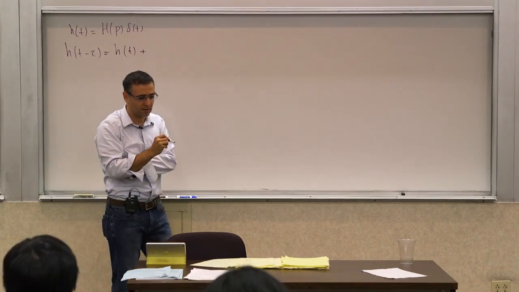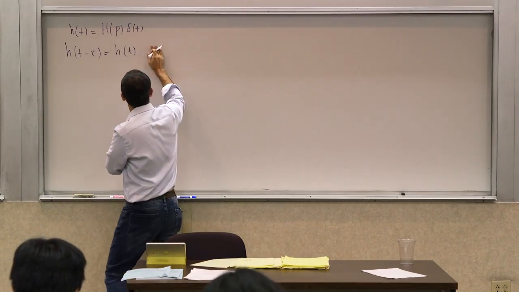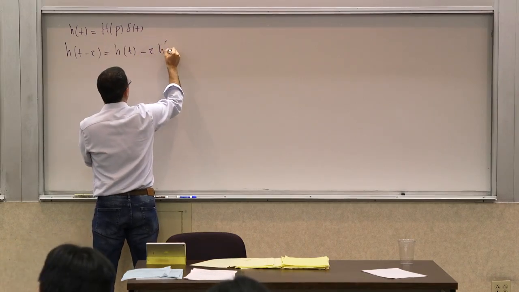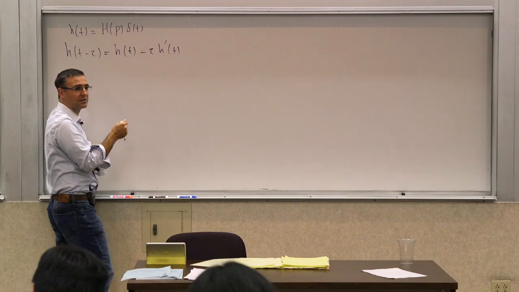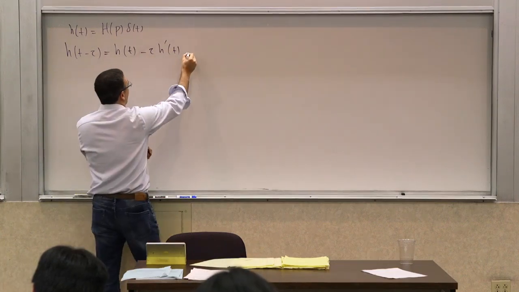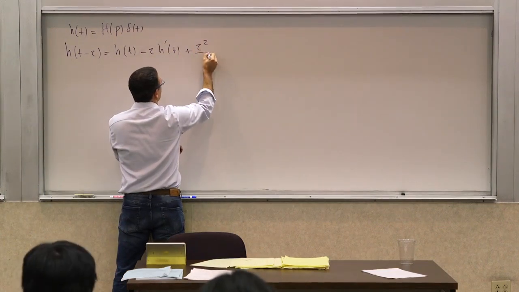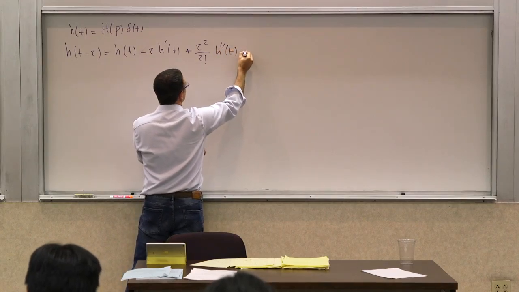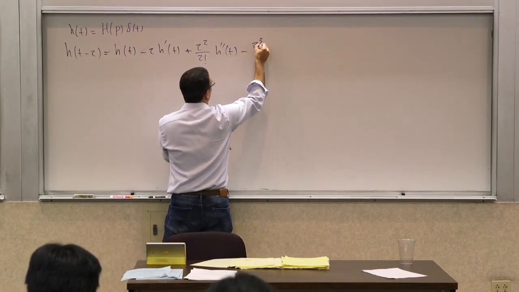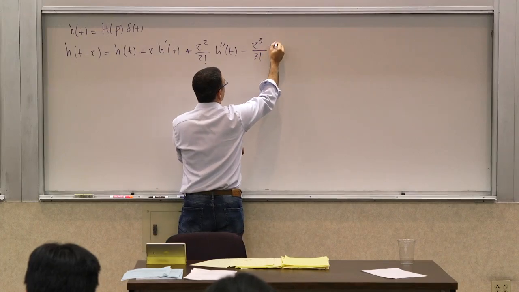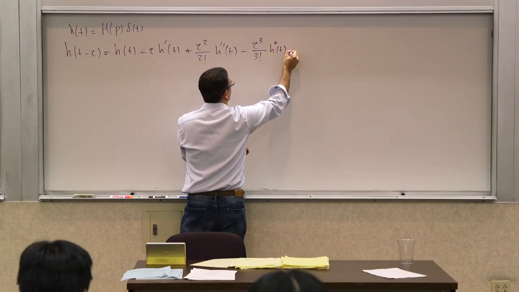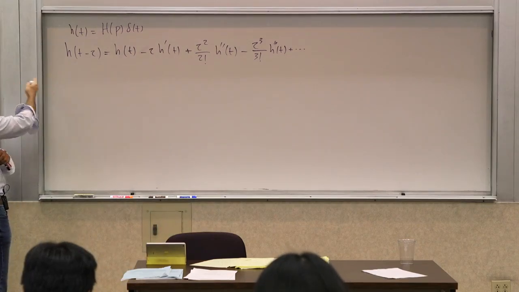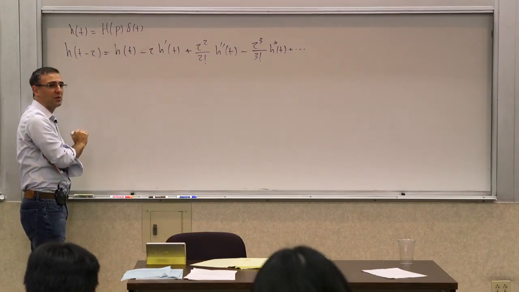Plus, rather minus, because of this thing, minus tau h prime of t, right? It's a Taylor series expansion, if you will. Plus tau squared over 2 factorial h double prime of t minus tau cubed over 3 factorial h triple prime, and so on and so forth, right? So you agree that this series expansion is associated with that.